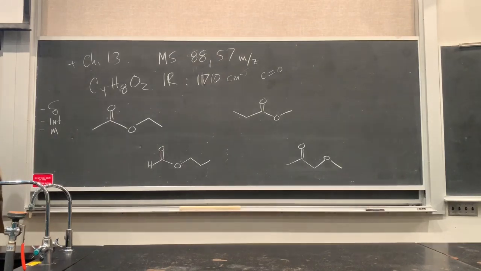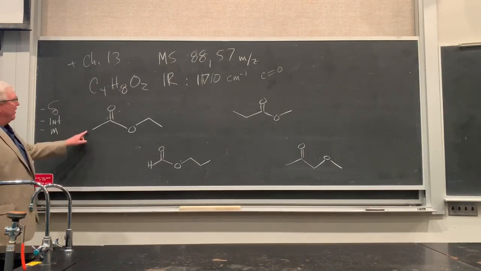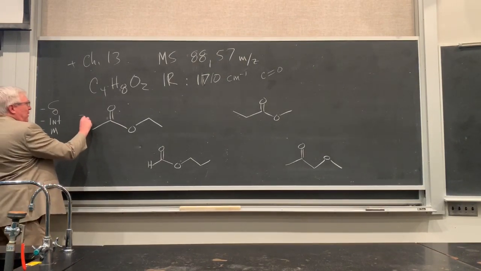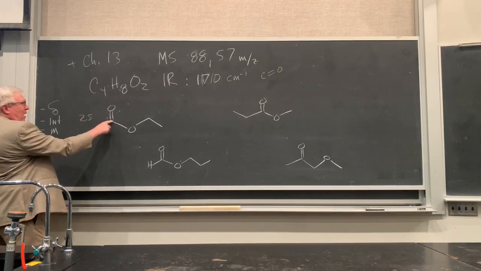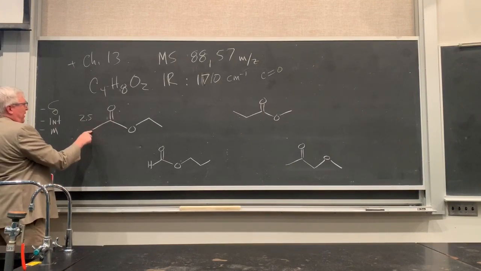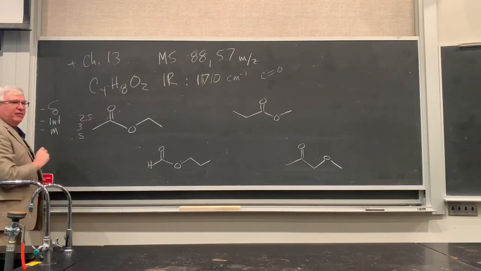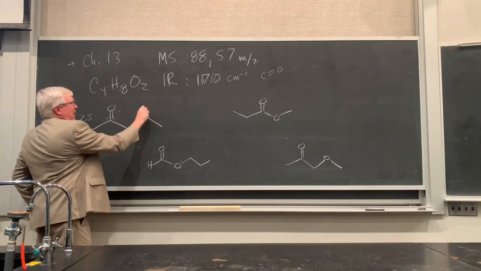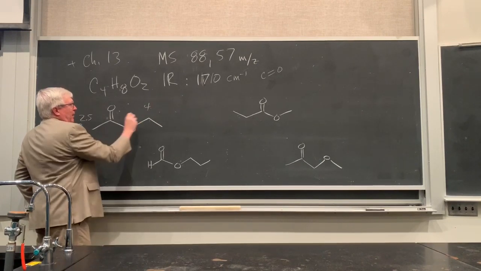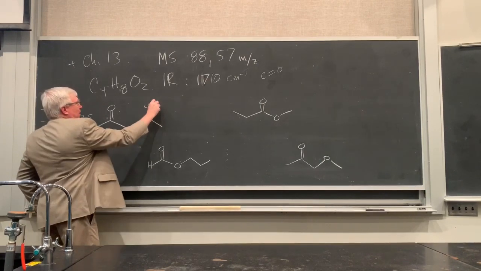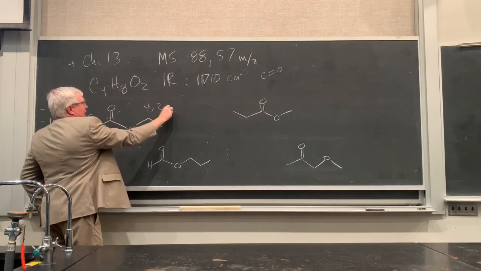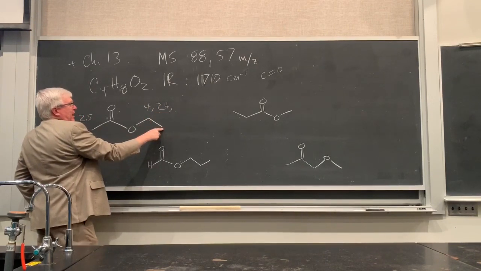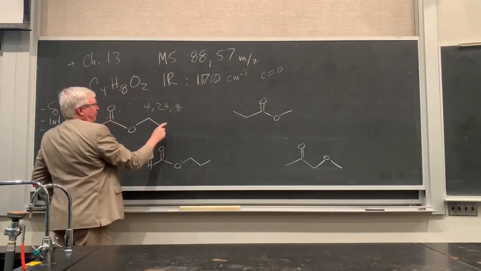Okay. Now we're back. Let's go through it here. So this would be about 2.5, alpha to a carbonyl. The integration would be 3, and what would be the multiplicity? Singlet. Okay. What about this one here? This would be about 4 ppm, and there'd be 2 hydrogens, and it would be what? With 3 neighbors, it would be a quartet.